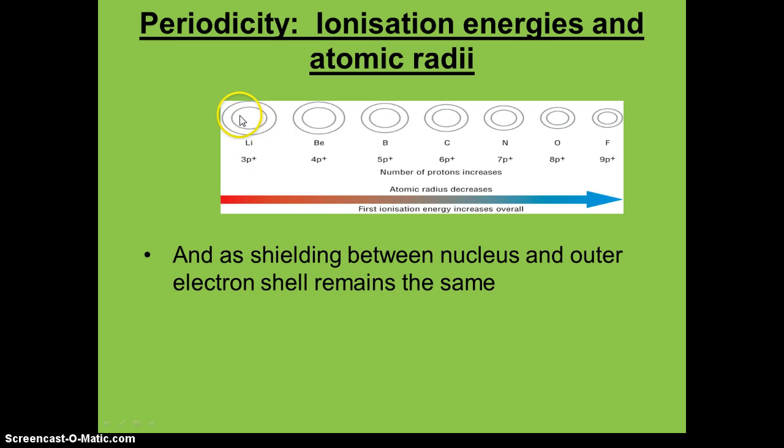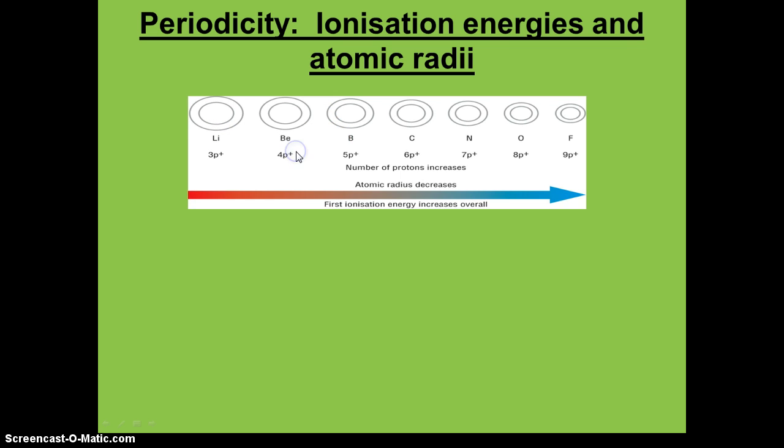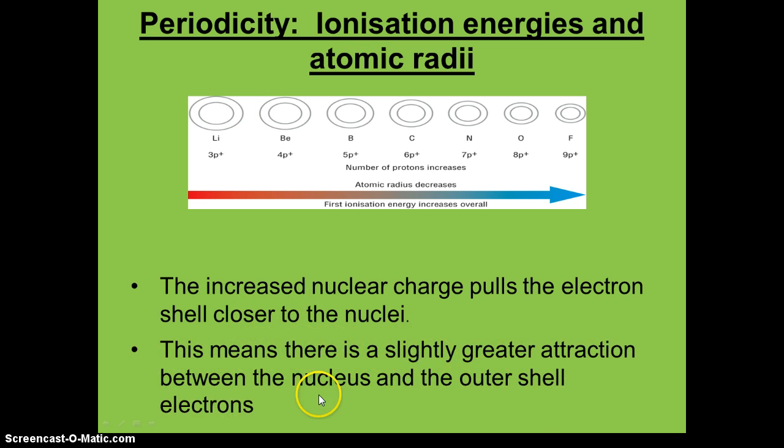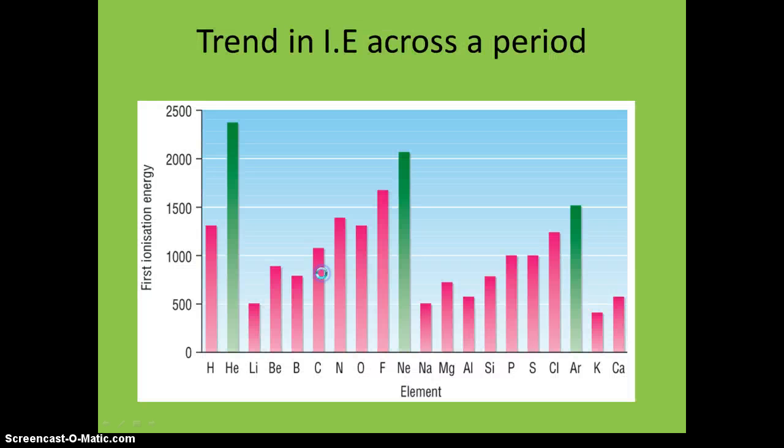If the distance remains the same, that indicates the shielding between the nucleus and the outermost shell is also the same. This means that the increased nuclear charge will pull the electron in the outermost shell closer to the nucleus, and hence the size would decrease.